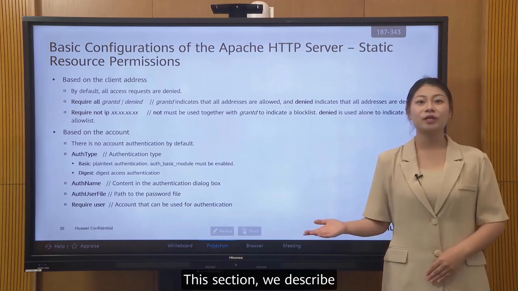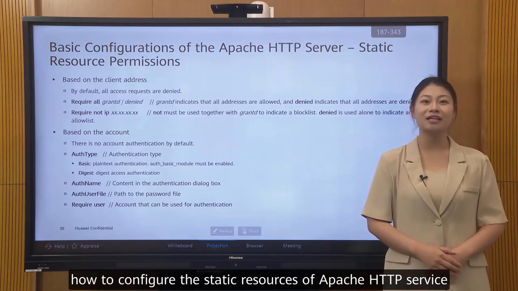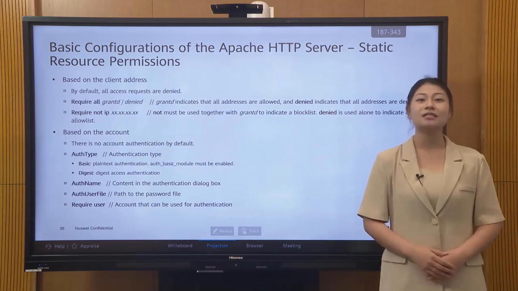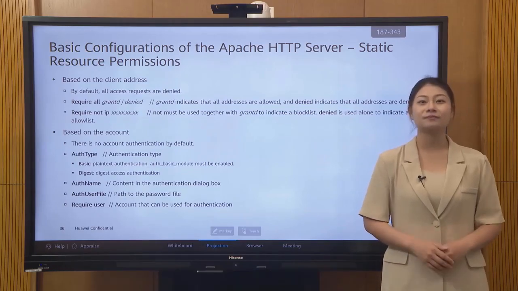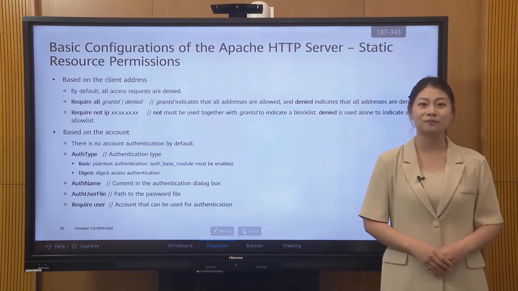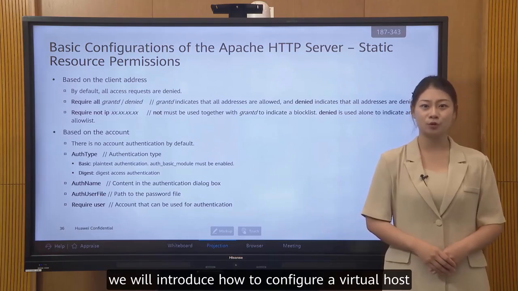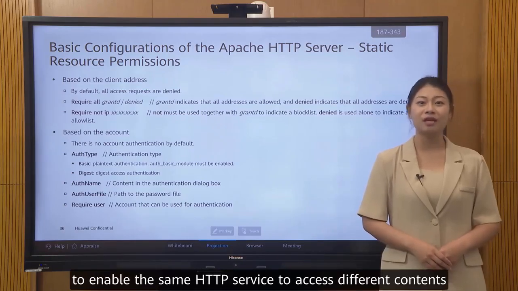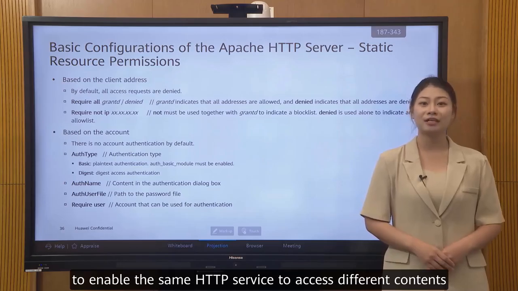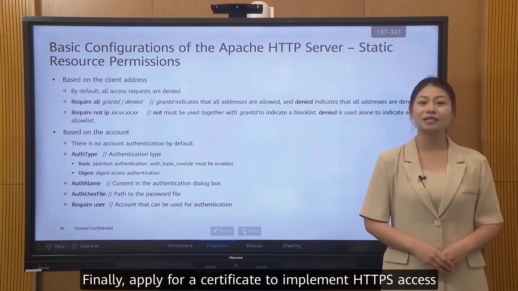This section has described how to configure the static resources of the Apache HTTP service, set files and directories, and get familiar with the configuration of access permission. Next, we will introduce how to configure a virtual host to enable the same HTTP service to access different content in different access modes. Finally, we apply for a certificate to implement HTTPS access.